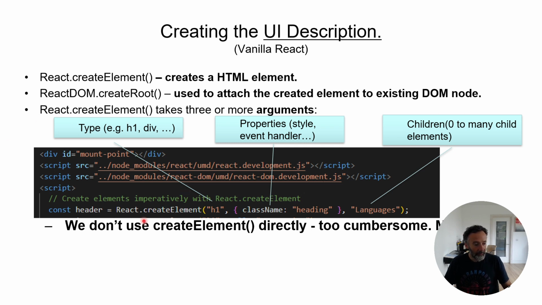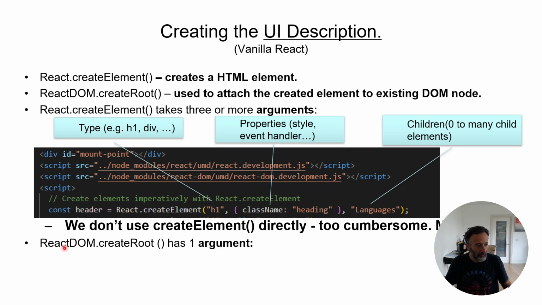Now, to be honest with you, we don't use createElement. This is kind of vanilla React, and it's probably a good idea to understand that this is what's happening. We don't use the createElement function directly, right? This is too cumbersome, writing this code out all the time. You could if you want, but we don't do that. But more about that later when we get to TSX, okay?